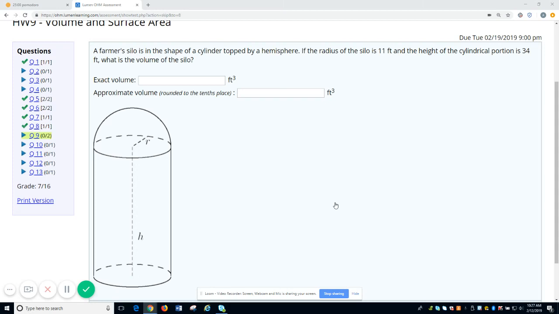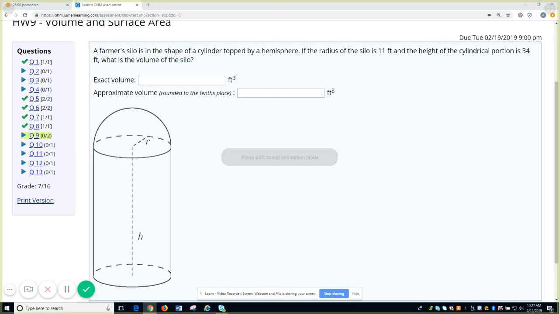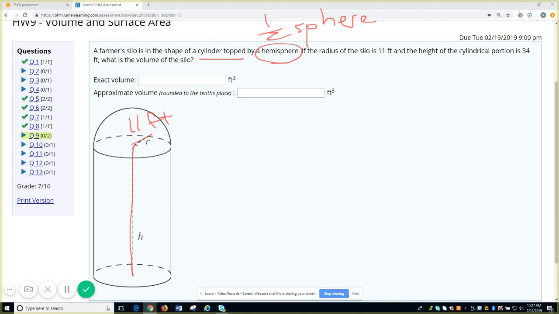All right. In this question, we've got a composite three-dimensional shape. We have a cylinder that's topped by a hemisphere. A hemisphere is basically half a sphere. The radius of this hemisphere is 11 feet, and the height of the cylindrical portion is 34 feet.